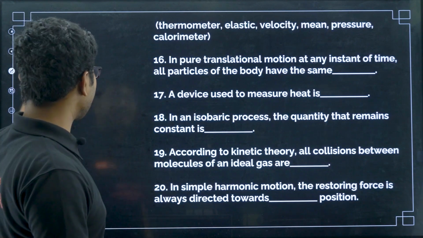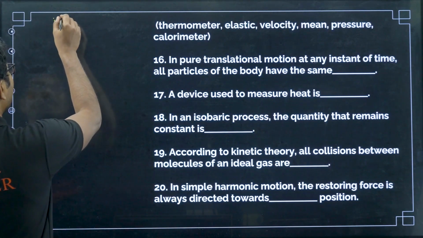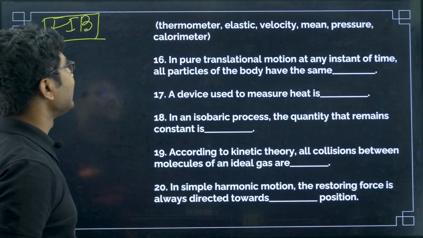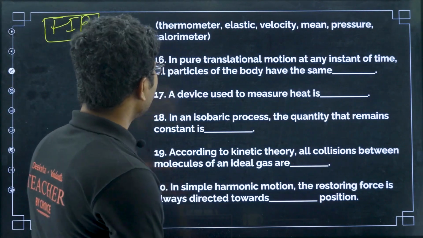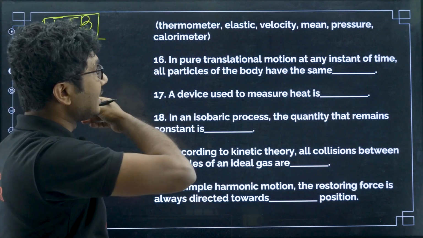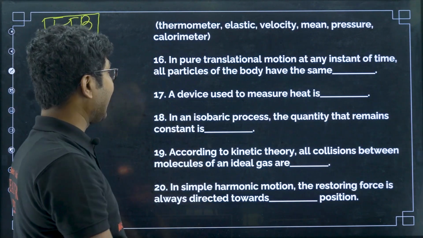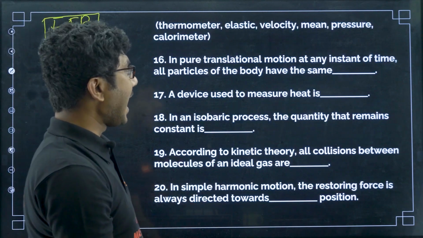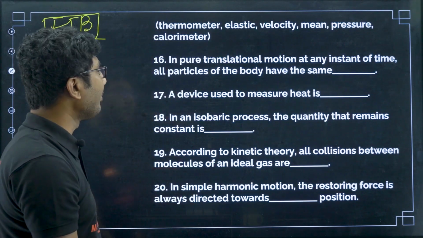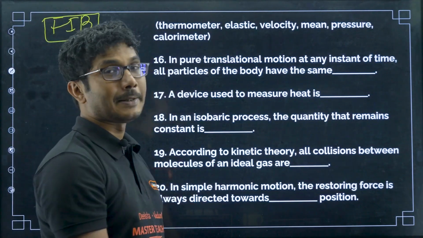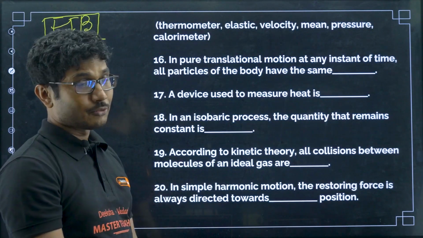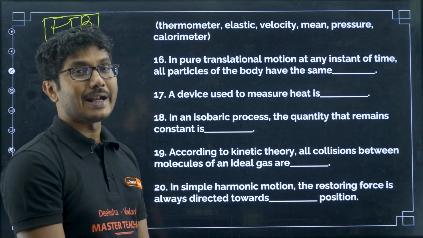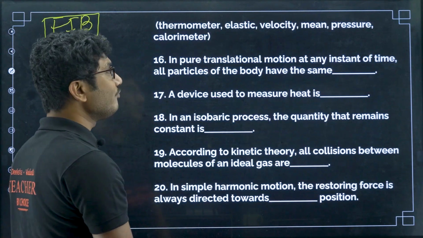Now let's move into the FIB. The FIB label was somehow misplaced, so here it will be FIB. Let's see. The first question has options given: thermometer, elastic, velocity, mean, pressure, calorimeter. In pure translational motion, at any instant of time, all particles of the body have the same. Pure translational motion is moving in a straight line, right. So all particles of the body at any instant of time will have the same velocity.